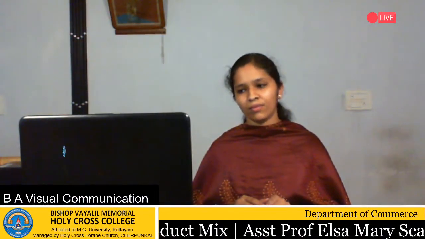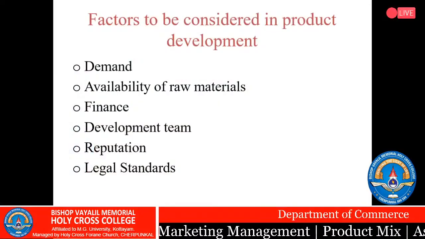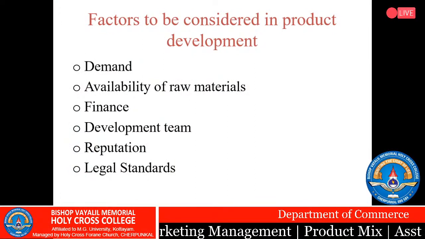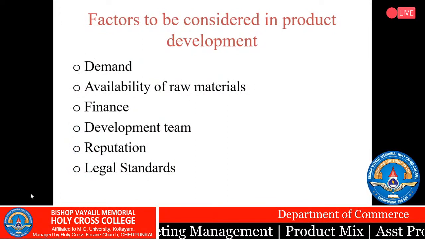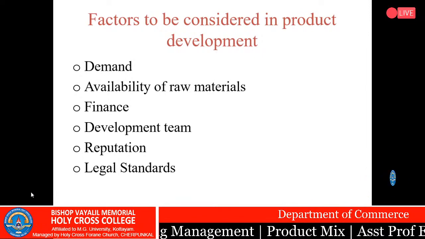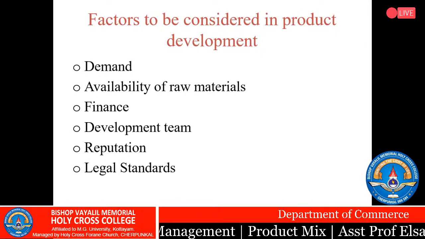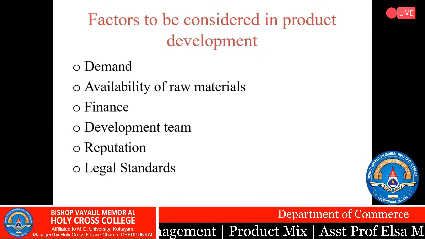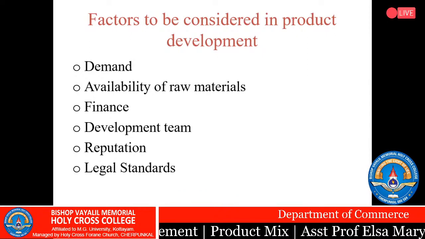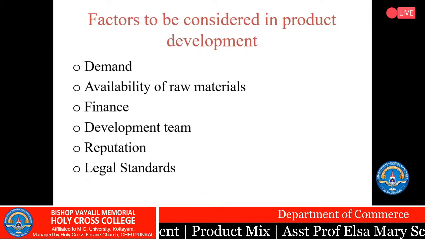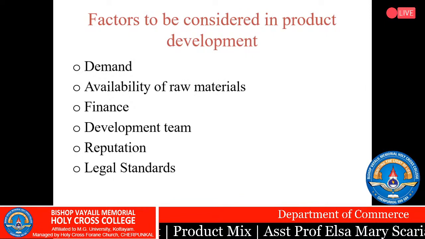So then the next one, legal standards. Before developing a new product, the management team and the company should analyze the legal standards prevailing in the country. So according to that legal standard, we can manufacture our product. So the management team of the company should be very aware of the legal standards. So these are the major factors to be considered in the product development process.